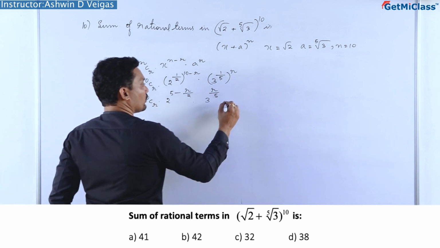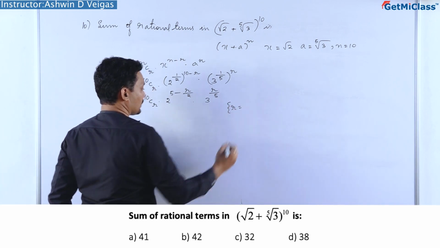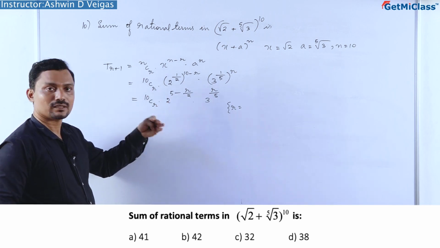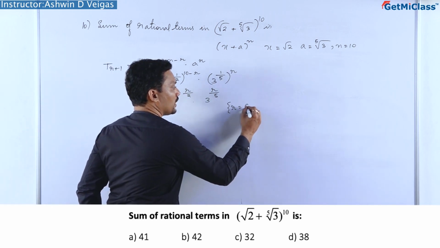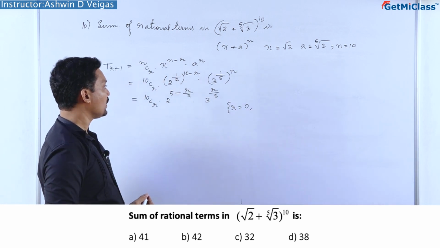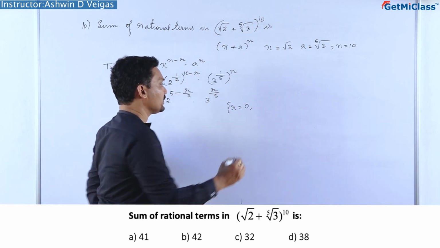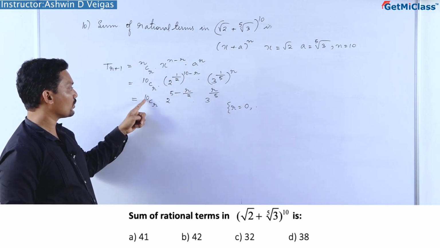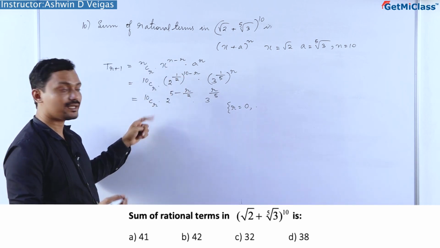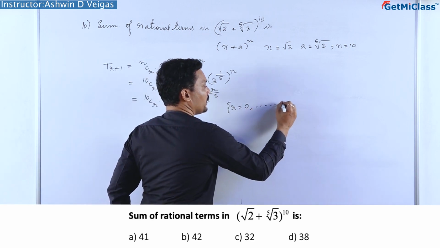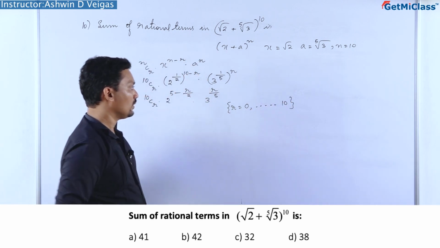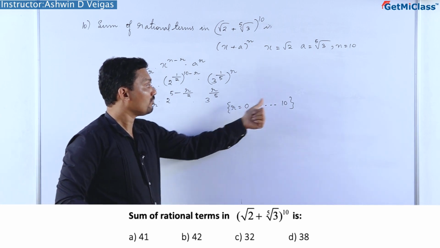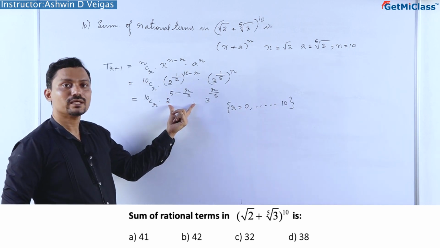Now we know that the value of r can start from 0, because in the expansion of (x plus a) power n, the first term is nC0. So r can take any value from 0 up to the power 10, that is, r can be 0, 1, 2, and last it can go up to 10. So the value of r can be taken from 0 to 10. From 0 to 10 there are 11 values. You have to see for which values of r this term becomes an integer.